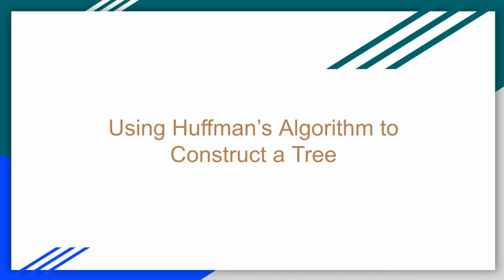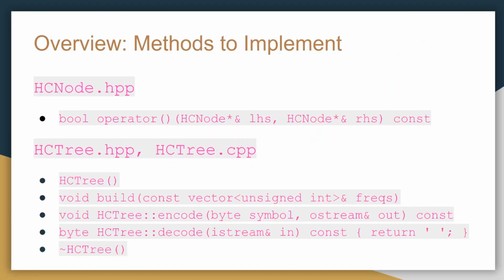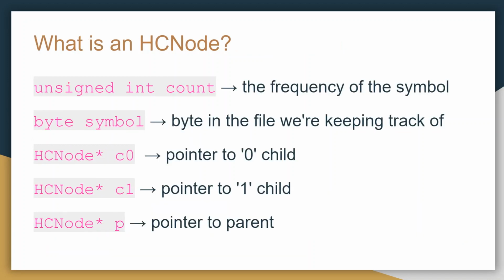So using Huffman's algorithm to construct a tree. An overview of what you need to implement for this is HC node. So for this, you need to implement the comparator operator for the priority queue you're going to be using. And then for HC tree, you need to implement the constructor and destructor, as well as build, encode, and decode. Although encode and decode won't be part of building the tree, you'll need it for compress and uncompress.